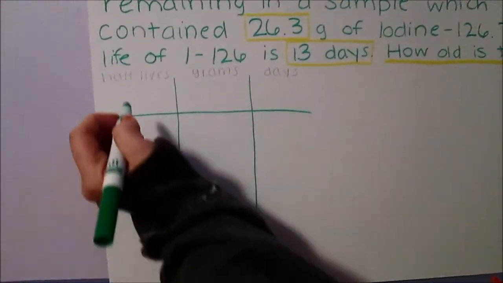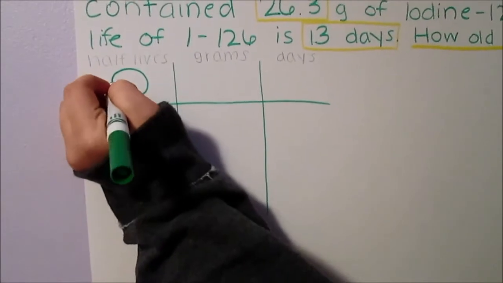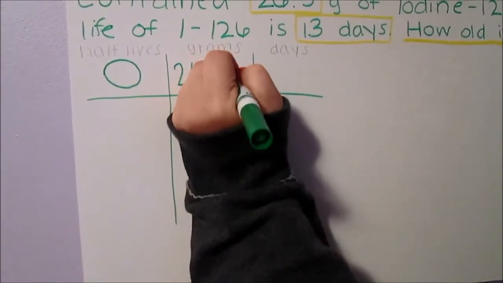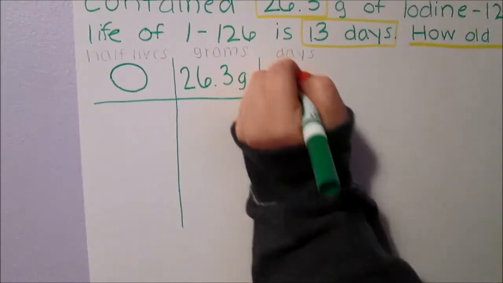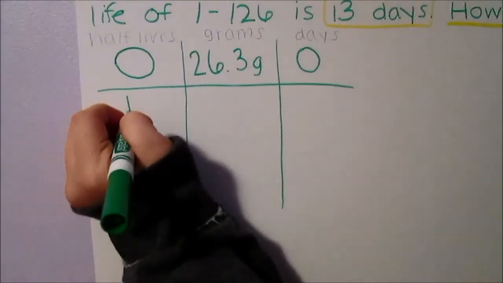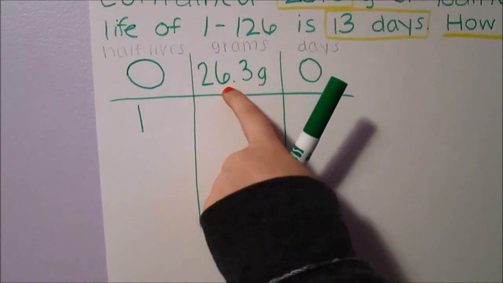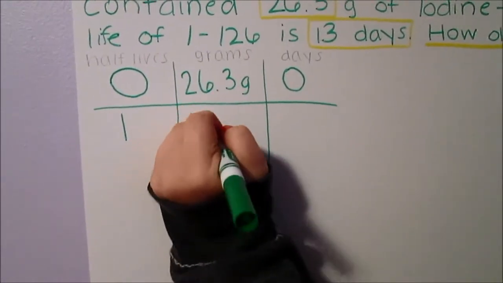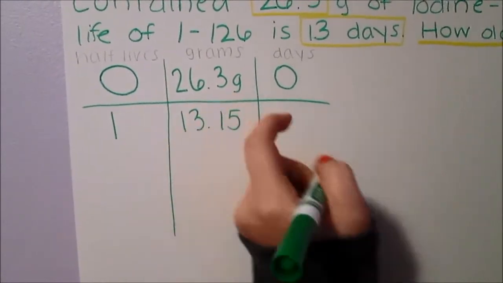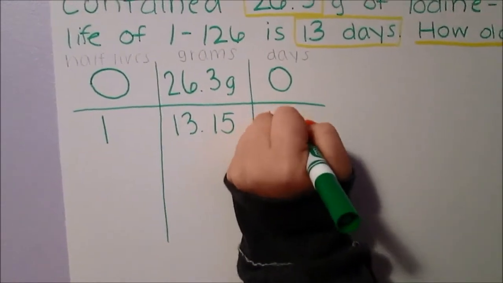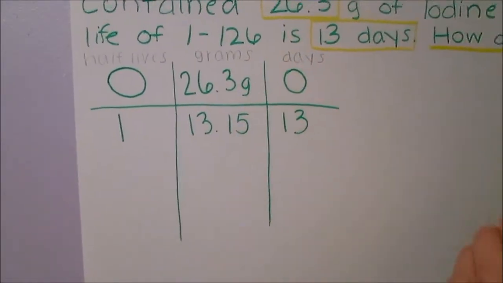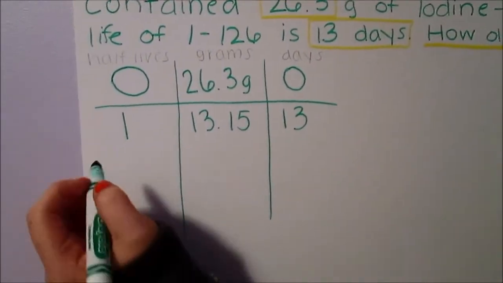You start off with 0 half-lives, 26.3 grams, and 0 days. After 1 half-life, you divide 26.3 grams by 2 to get 13.15, and that is in the first 13 days. You're trying to get to 3.29, so you have to keep going.